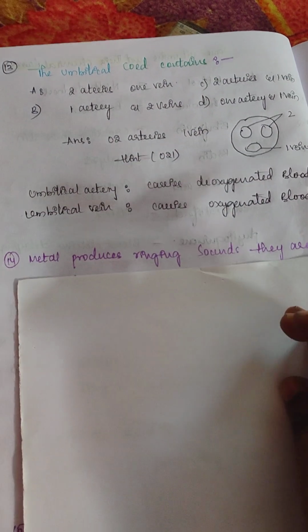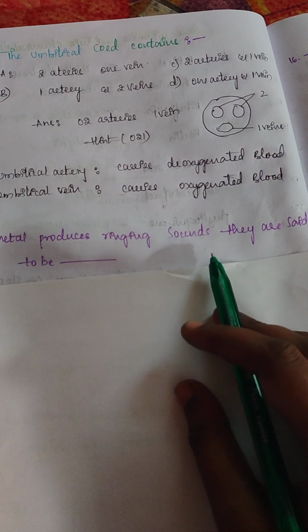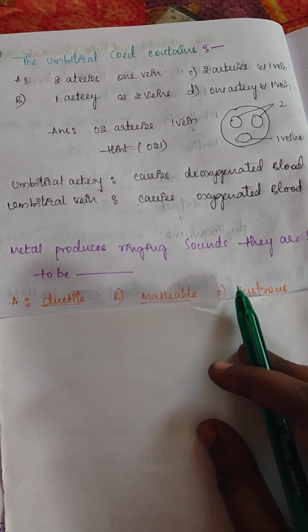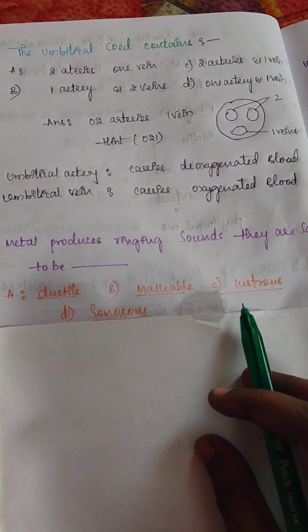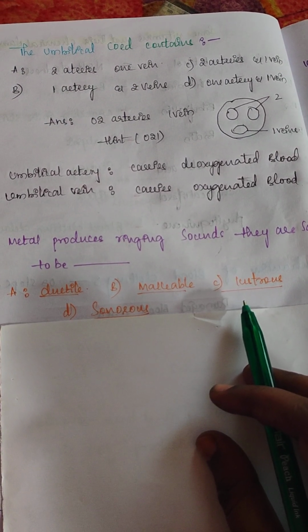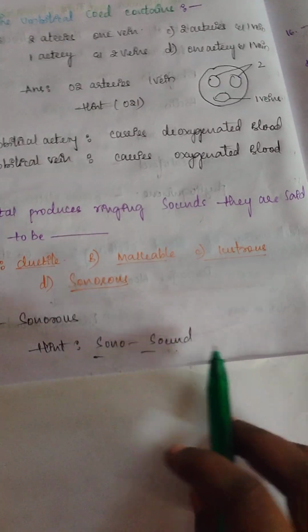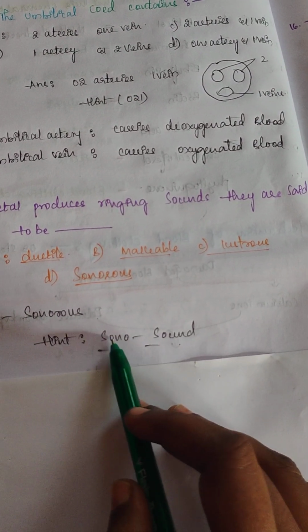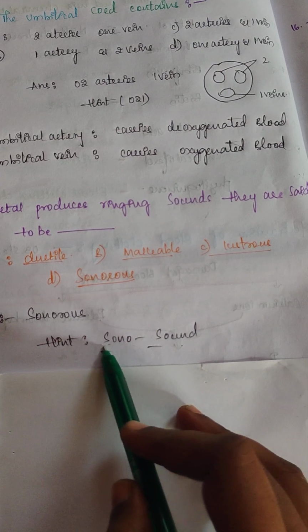The next question: a metal that produces a ringing sound is said to be. Here you can see the options: ductile, malleable, lustrous, sonorous, and the answer is sonorous. Hint, just remember this: sono means sound, or both start with S.